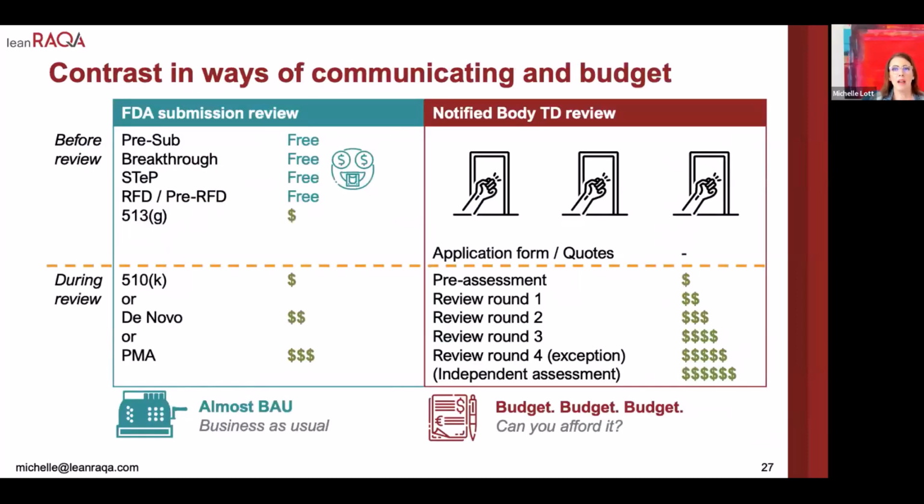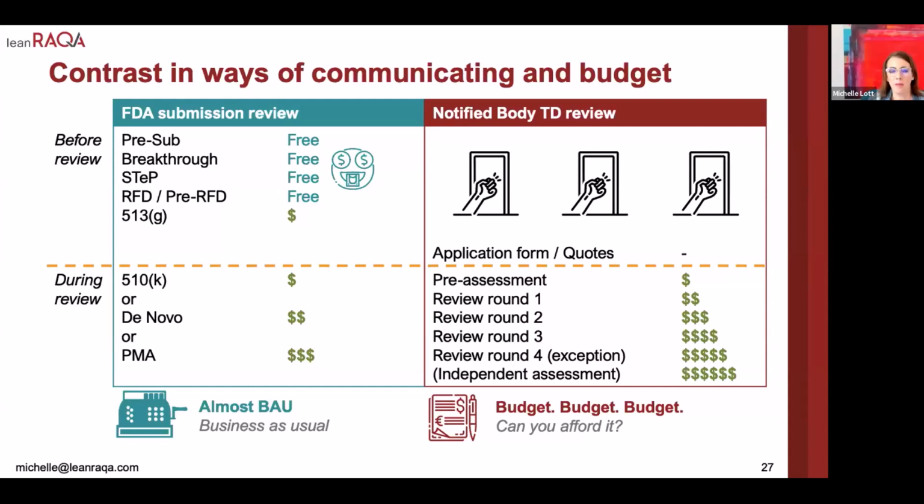If you compare and contrast both the ways of communicating and the budget you need to have for that communications, both before and during the technical review process, in the FDA, we have got a number of ways that you can engage with the FDA for free. The only cost to you is the cost to get maybe somebody to prepare the submission to the FDA and maybe some initial protocols.